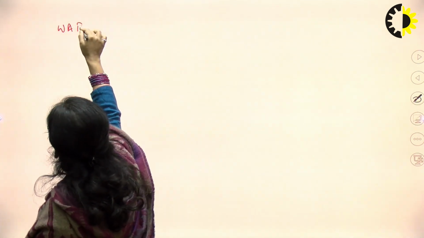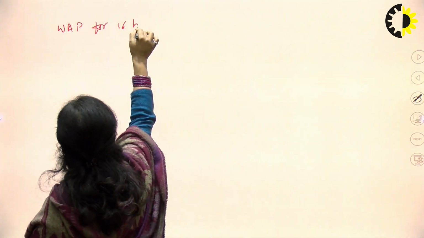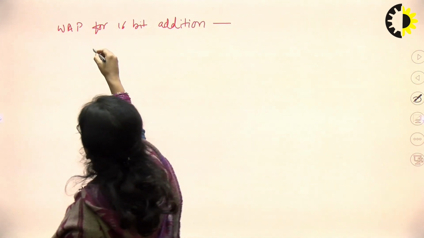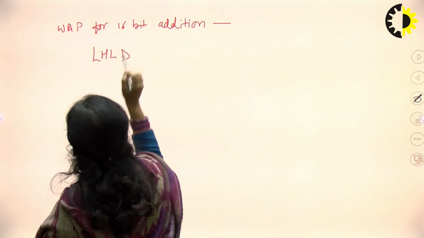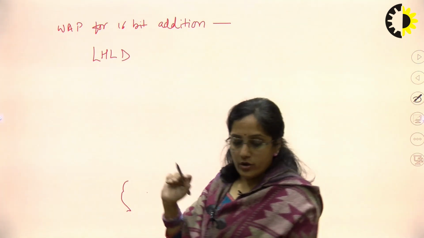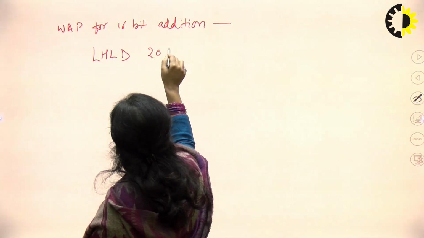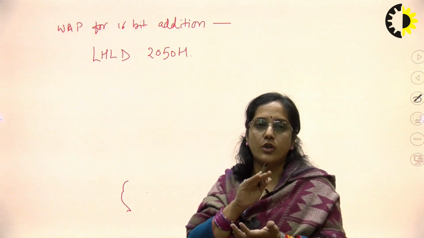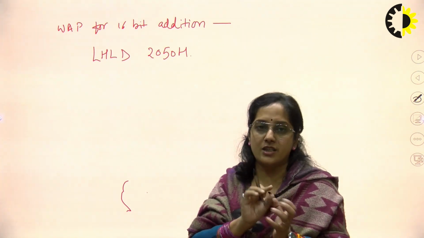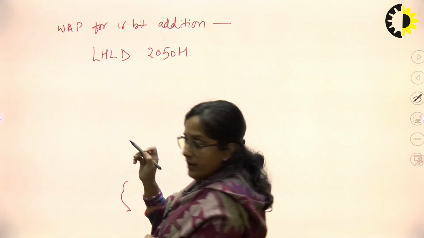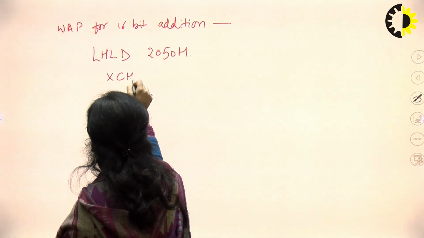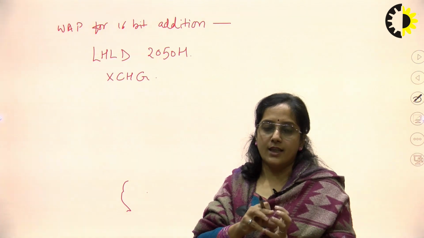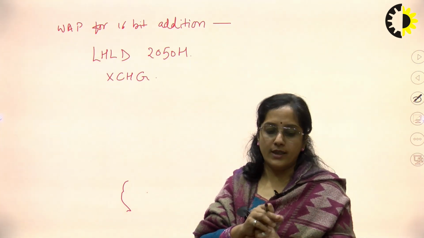Let us write a program for 16-bit addition. We will use LHLD, load HL pair with the data. 2050H will be the location where we have the first 16-bit data, 2050 and 2051H. From there we will have the data in the HL pair. Then we will exchange this data with XCHG, and store it into the DE register. So our first 16-bit data will be stored in the DE register.